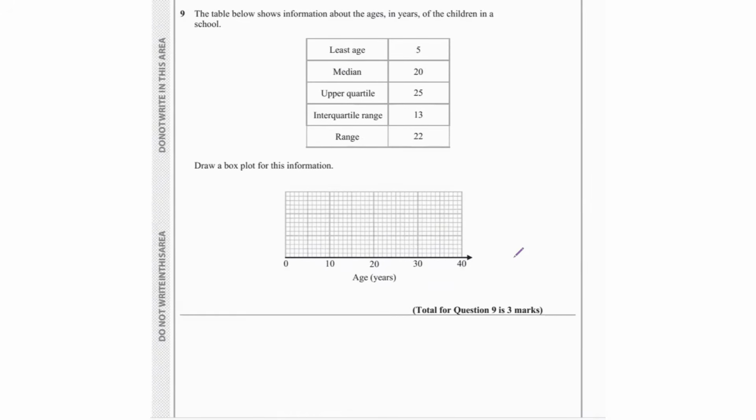Then the table below shows information about the ages of the children in a school. We have to draw a box plot for this information. So we have the least age, which is 5. We have the range, so we can find the maximum age, which is 22 plus 5, which is 27. Maximum age is 27, so that's going to come over here.